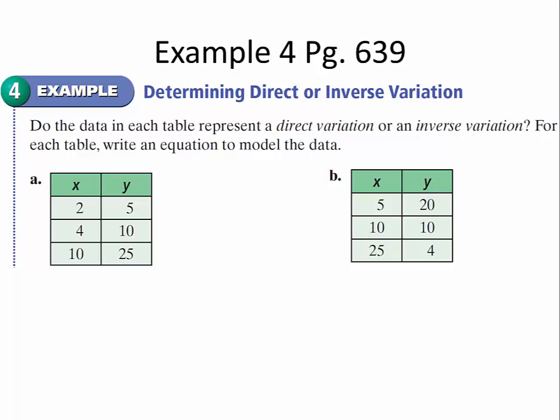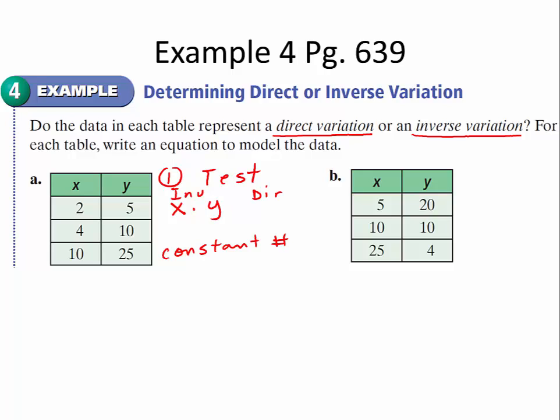So right here, it says, do the data in each table represent direct variation or inverse variation? It's actually really easy to tell using two steps. First, step one is a test. Now a test you can do for either direct or inverse, but you should know both tests. So let's start off with inverse. Inverse is where you take x multiplied to y. So the inverse test is taking x times y, which what you're looking for is a constant number to come out. Now direct variation, what you're looking for is a constant number to come out of y divided by x.